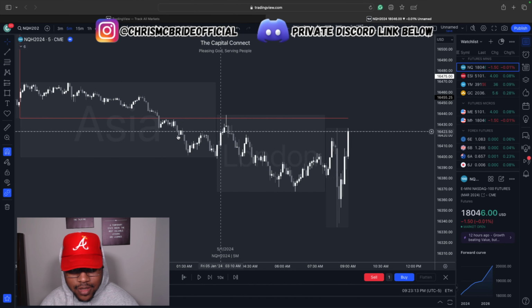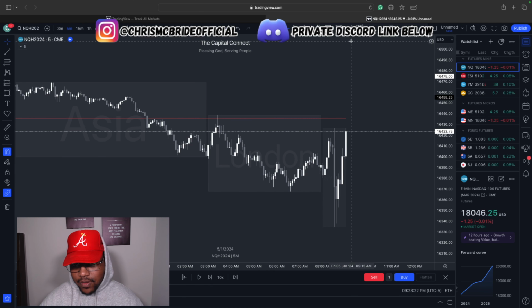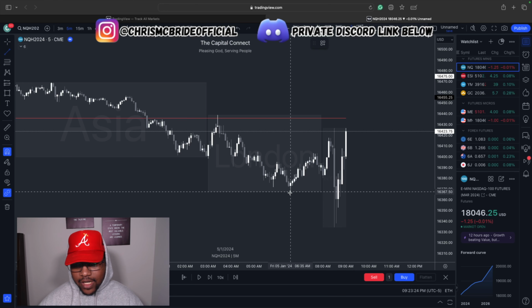So for our first example, guys, we are on NQ's 5-minute chart. Now, what is the first thing I said we need? We need a sweep of liquidity. So as we can see here, we took out London's low right here. We have swept London's low.